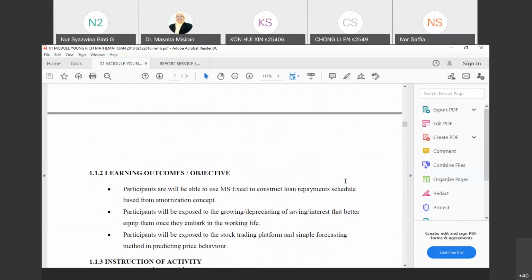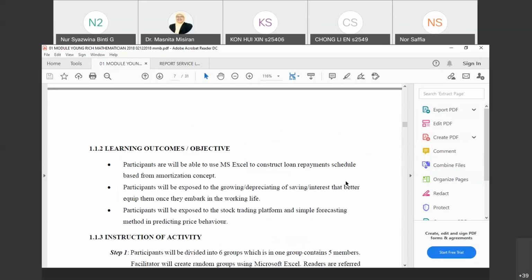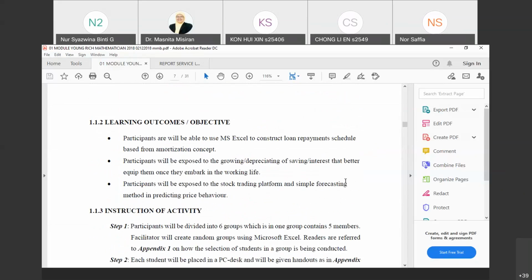Okay, now we proceed to the objectives. So objektif orang ni dia kata dia punya first objective ialah dia nak dia punya participant untuk utilize Excel. Okay, and then dia punya Excel ni digunakan untuk construct loan repayment schedule, and then dia nak guna amortization concept. This one, I think for you guys, you're already familiar dengan all this amortization, alright, all this Excel. Okay, tapi you always have to remember, for you, yes, that one is clear.